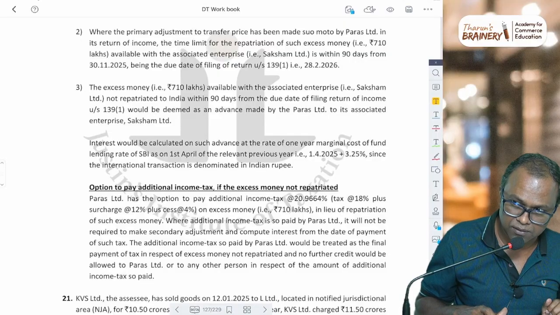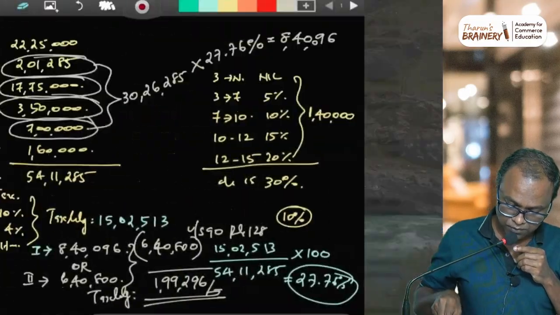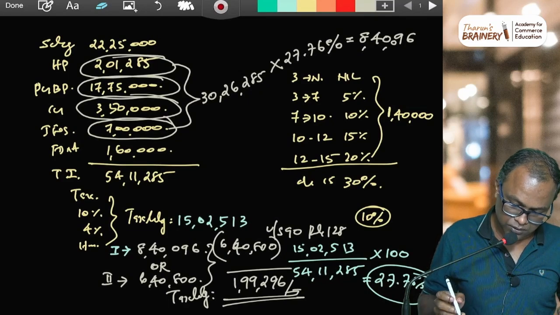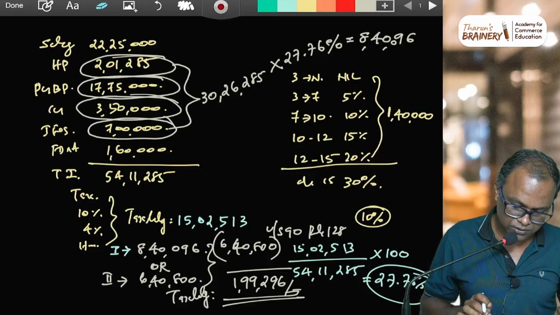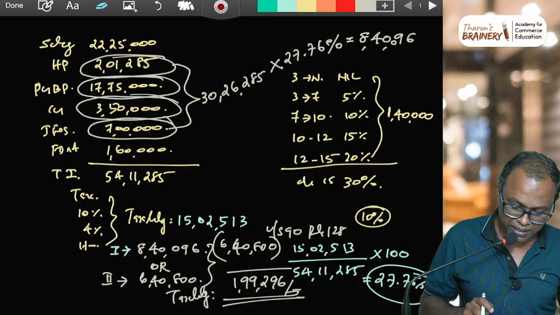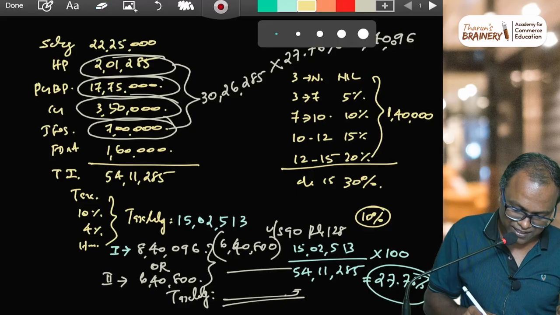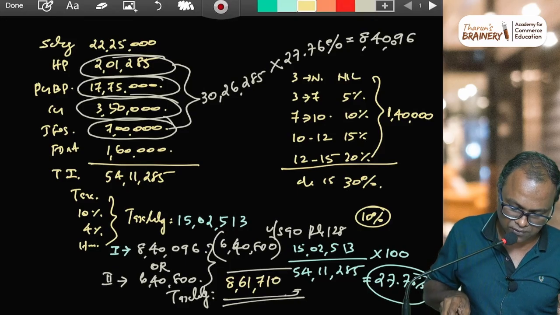Our tax liability. What is the tax payable? No. The tax liability is 15,02,513, right? From that we have to reduce the relief of 6,40,800. So the remaining figure is 8,61,713. So round off to 710.